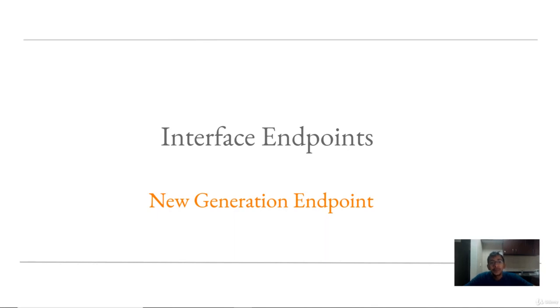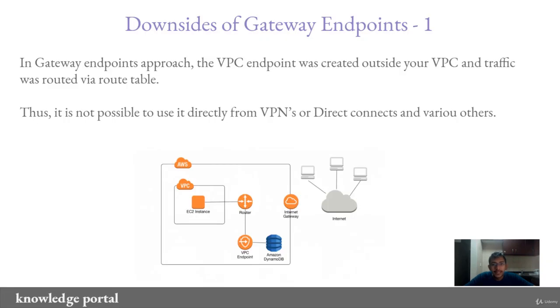Now in today's video we'll be discussing the interface endpoints. Before we go ahead and discuss more about it, let's quickly revise one of the downsides of the gateway VPC endpoint. In this type of approach, the VPC endpoint was created outside of the VPC. So as we were discussing, you have an EC2 instance in a VPC and a gateway endpoint is outside of the VPC, and the traffic from EC2 to the VPC endpoint was controlled through the route tables.